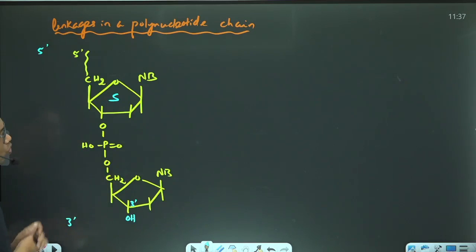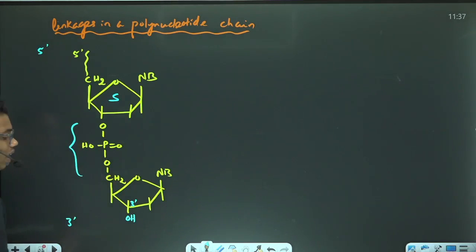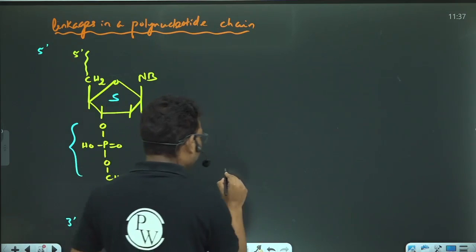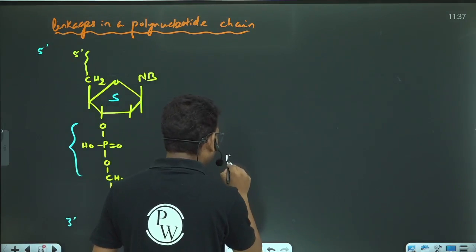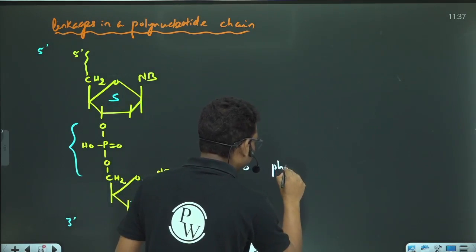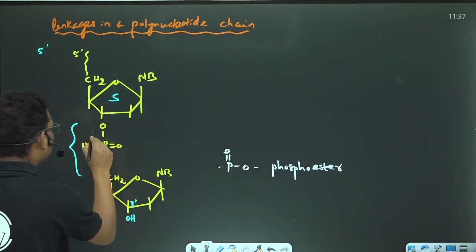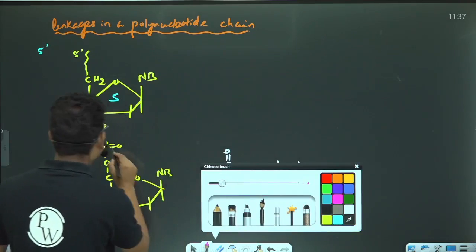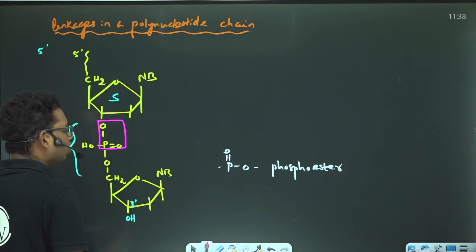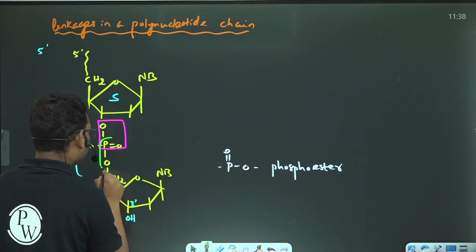Okay, so between these two nucleotides, which linkage is present? This linkage is present, and this linkage is called phosphodiester linkage. Why? Because if I say P double bond O, oxygen, P, this is basically a phosphoester linkage. So here you can see that this is one phosphoester linkage, and this one is also a phosphoester linkage.